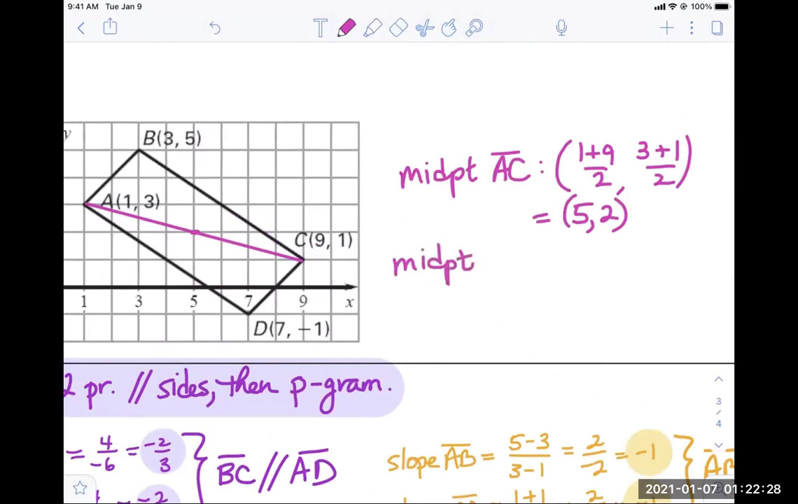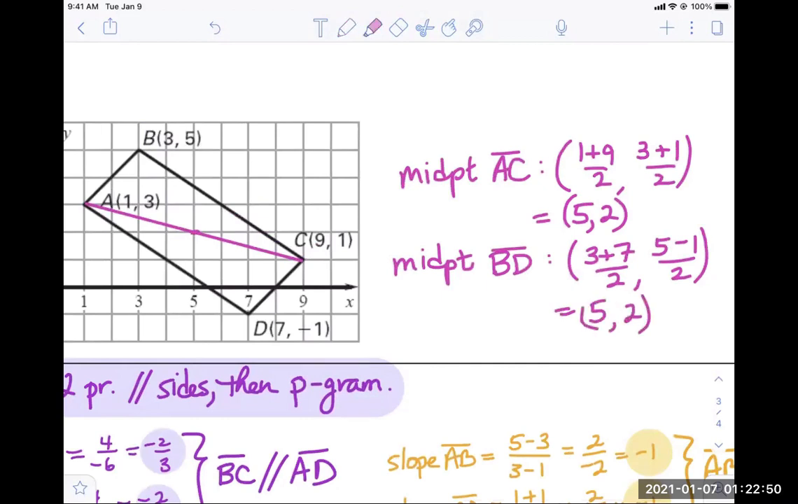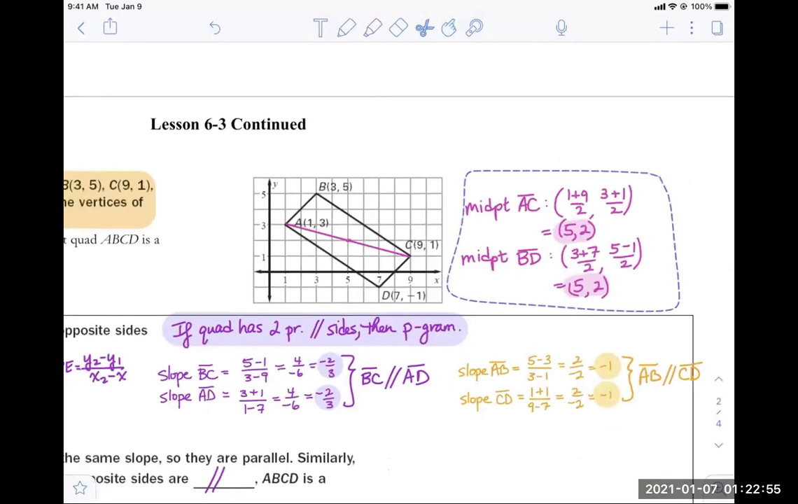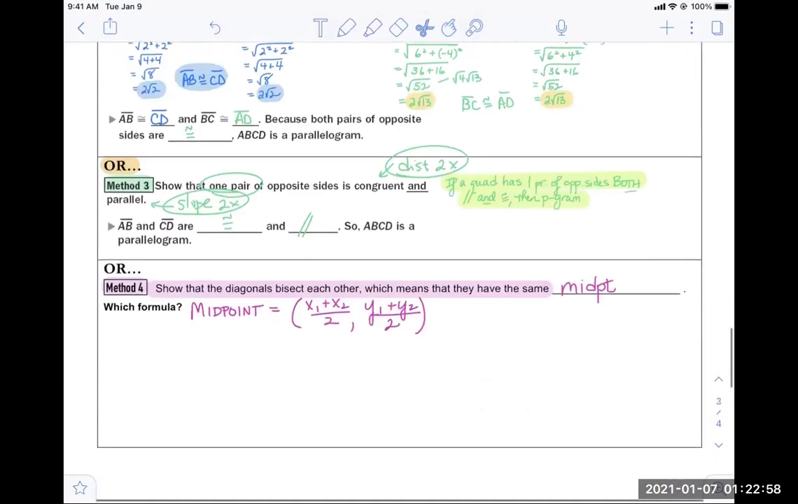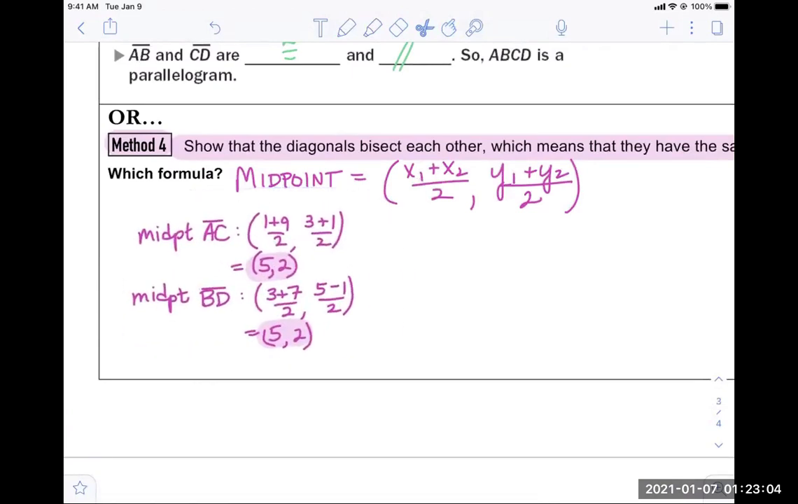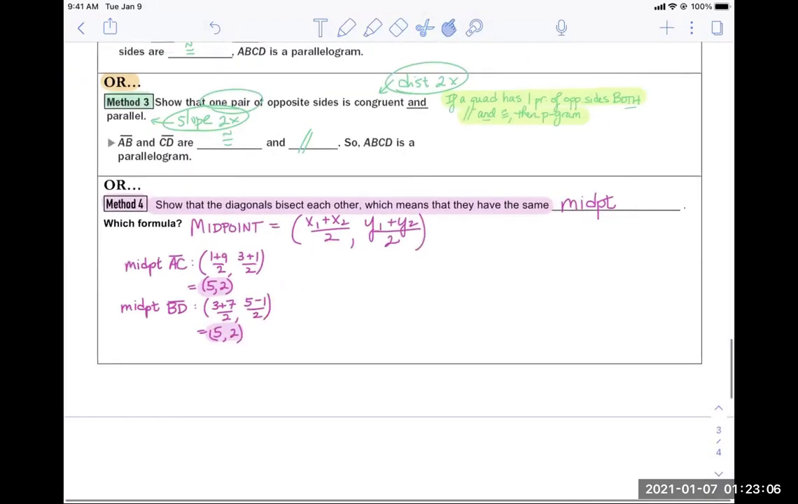Now let's also calculate the other midpoint because we're trying to demonstrate, using formulas and calculations, that the midpoints are the same. So 3 plus 7 over 2 and 5 minus 1 over 2. Okay, 10 over 2 is 5. 4 over 2 is 2. They have the same midpoint. If a quadrilateral has diagonals that share a midpoint, then that means that the quadrilateral is a parallelogram.